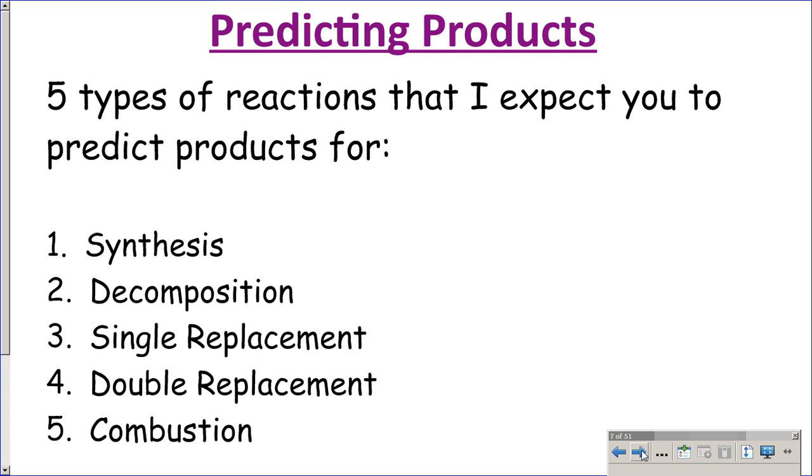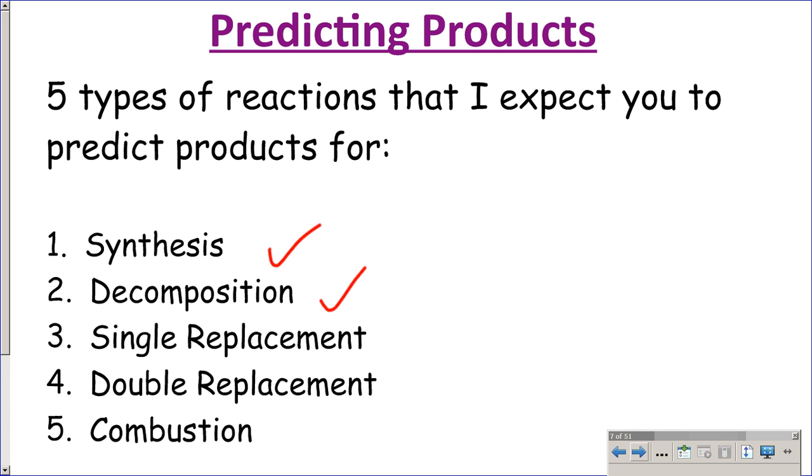But do not write down these 5 types of reactions. You wrote them down in your reading guide, yes? Okay. We are going to go over synthesis and decomp today, and then probably combustion, mainly because I want to catch something on fire for you. So we're going to work through the types of reactions.